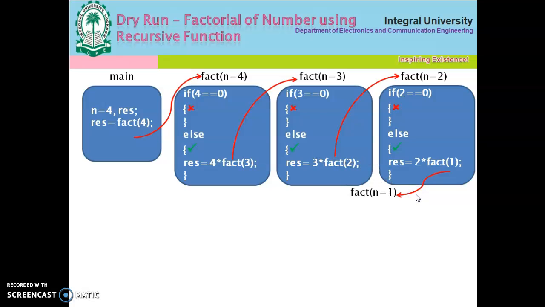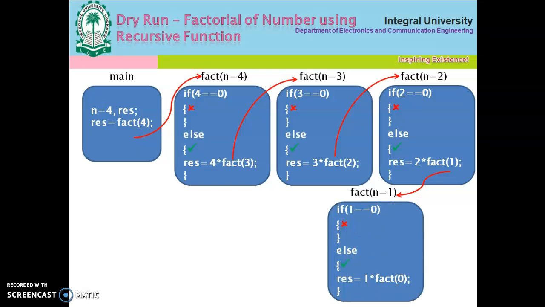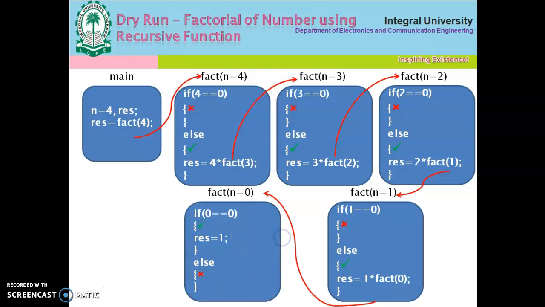For that it will create a method frame again with fact n equals 1, and in this it will check if 1 equals 0. Again it is a false condition, so the else statement will be executed. Here it says result is equal to 1 into fact of 0. Now this fact of 0 will again create a method frame in the forward direction.